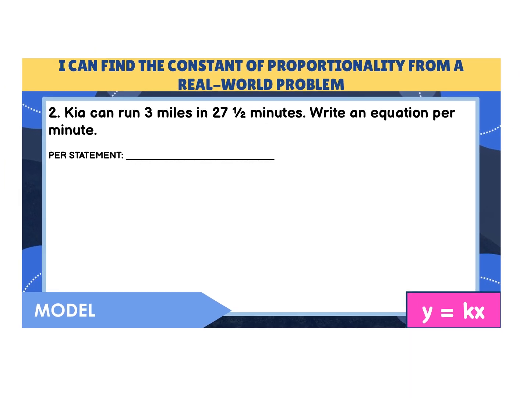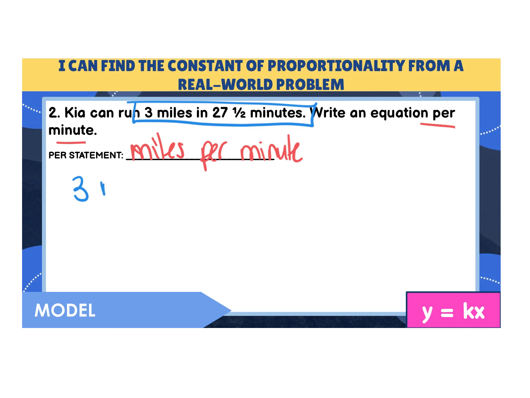Question number 2 says Kai can run 3 miles in 27.5 minutes. Write an equation per minute. So our per statement would be miles per minute. We go back into the question to find the ratio that's given to us, which is this one right here, 3 miles, I'm writing it as a fraction, over 27.5 minutes. I'm going to change it to a decimal.